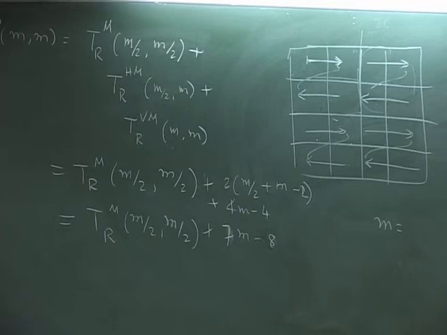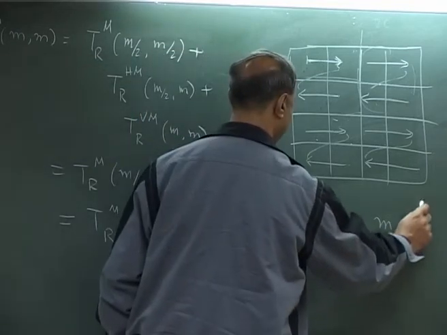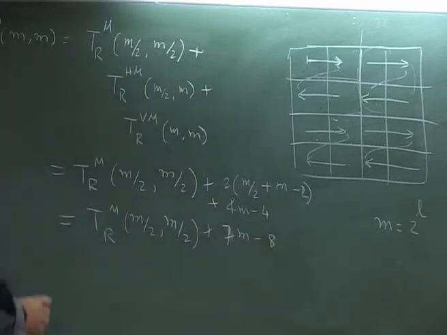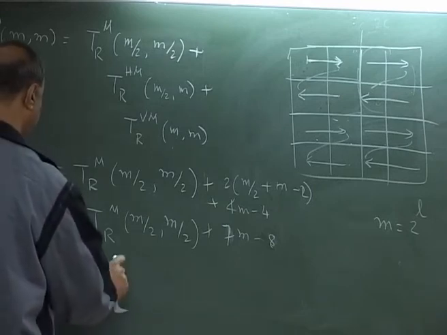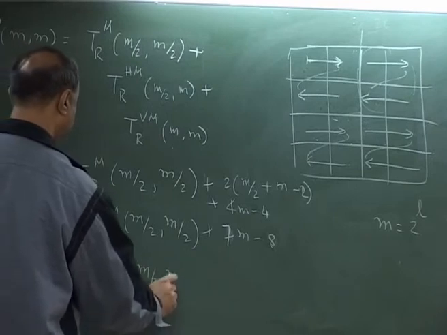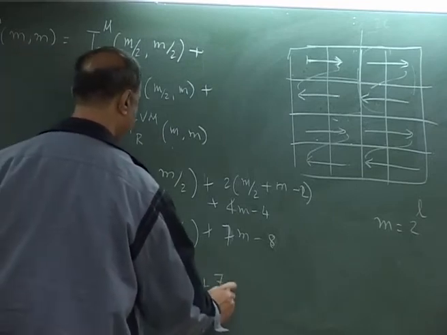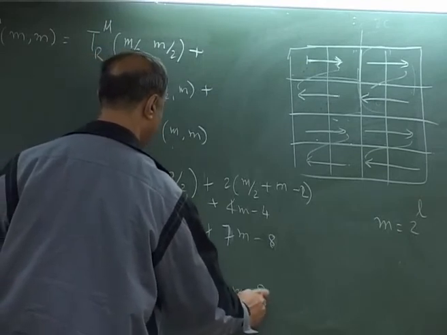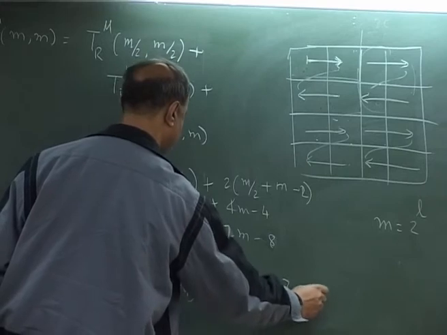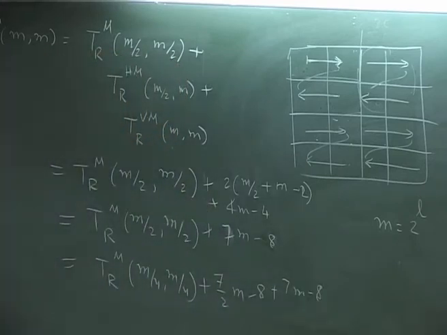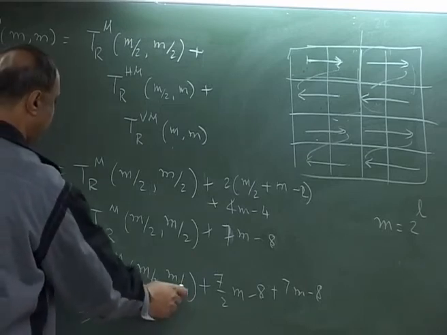And assume m equals 2 to the power. What is the solution now? TR M by 4 cross M by 4 plus 7 by 2 M minus 8 plus 7 M minus 8. M equals to 1, answer is 0, right? So up to M equals to 2 you have to go, that means L equals to, tell me. What is the answer? This is 2 square.